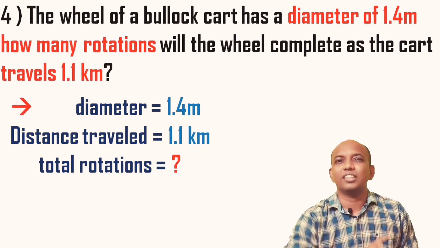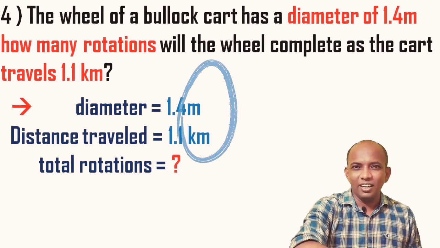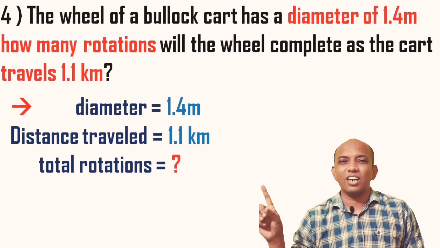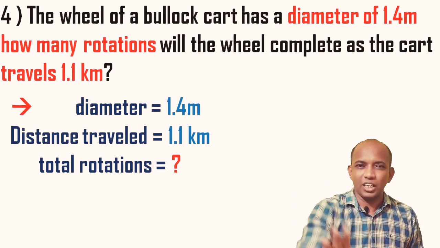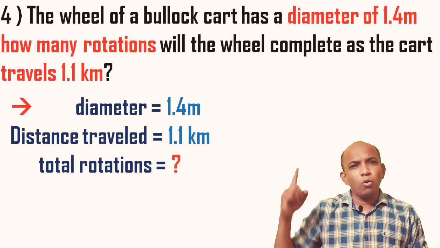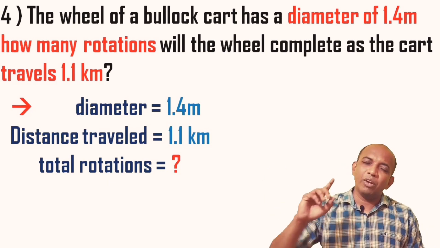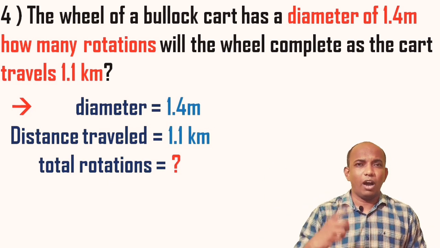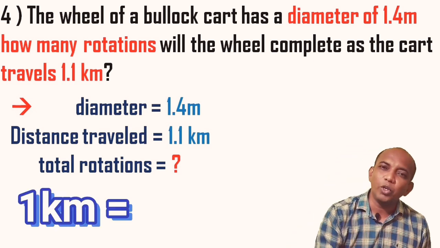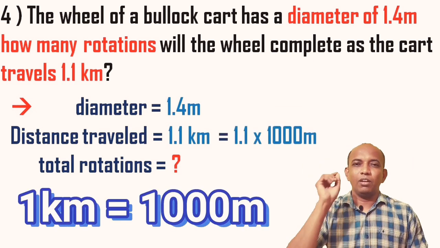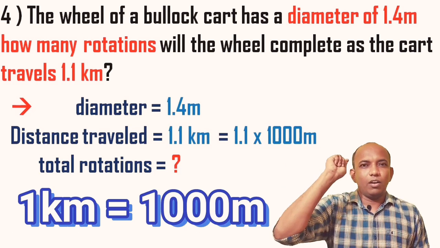Yes, the units of the diameter of the wheel and the distance traveled are not the same, right? So my first target is to make these units equal. Now what I'm going to do is convert that 1.1 kilometer into meters. How to convert? Is there any guess? Yes, we have to multiply that 1.1 by 1000. Okay, so what do we get as the answer?